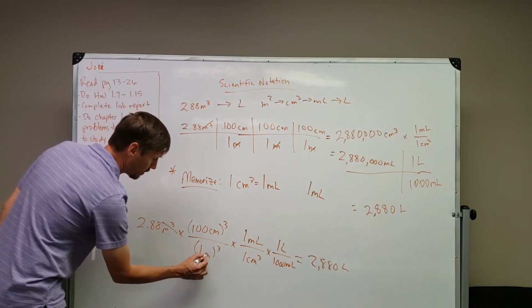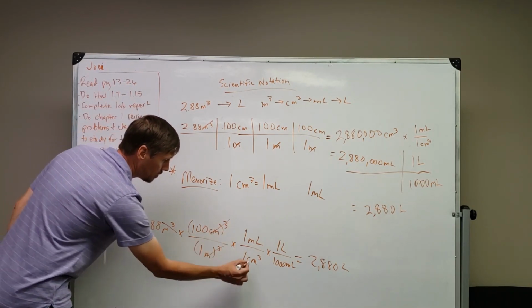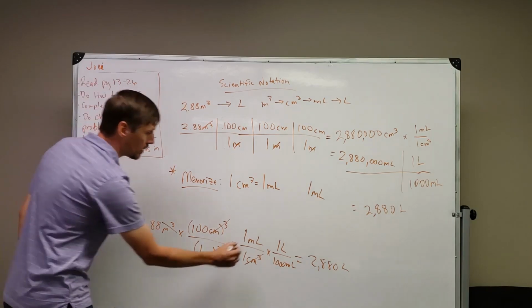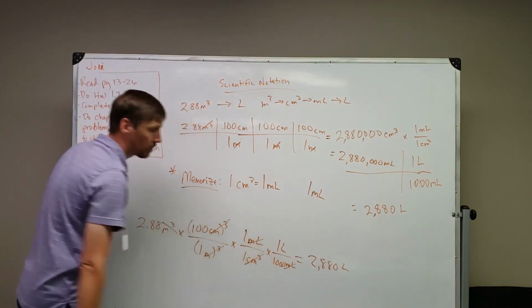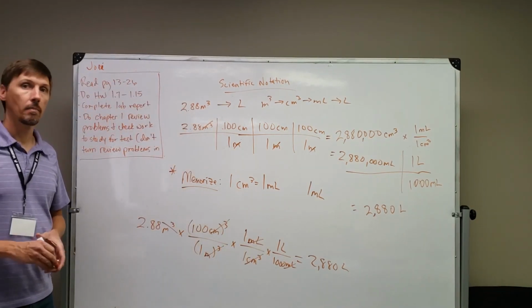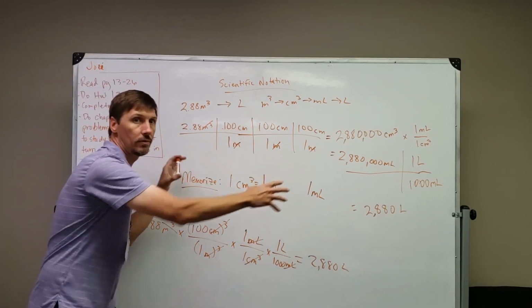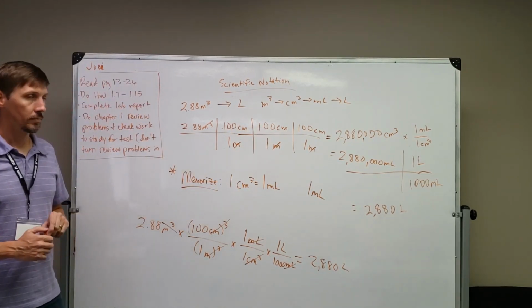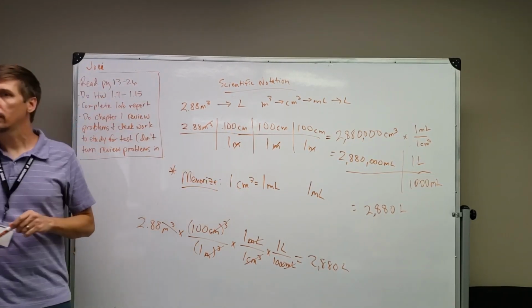Meters cubed cancels out with the meters cubed there. Centimeters cubed cancels out with centimeters cubed there. Milliliters cancels out with milliliters there, and we're left with liters. But a couple of different steps. Did that help? Okay. Anybody else?